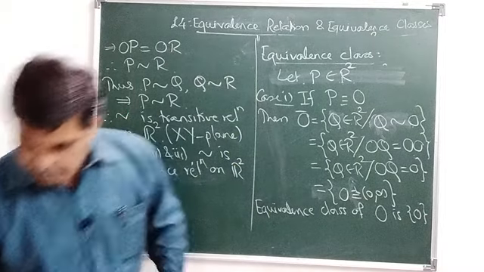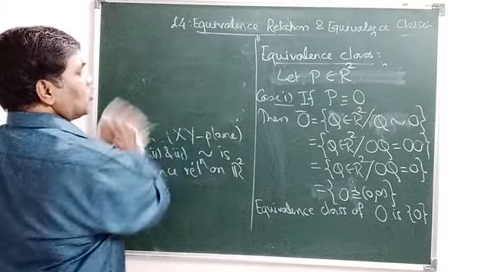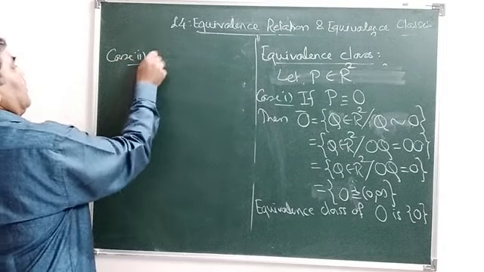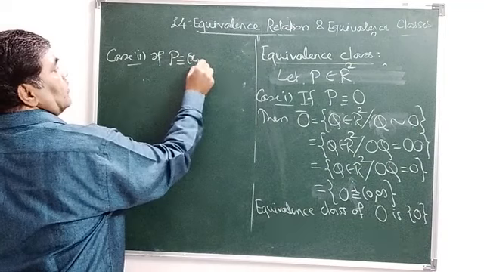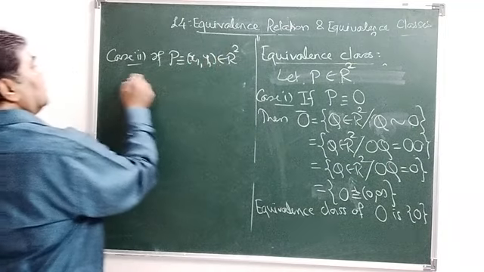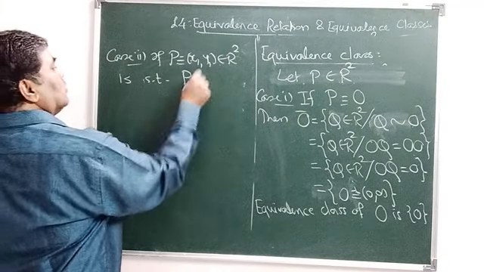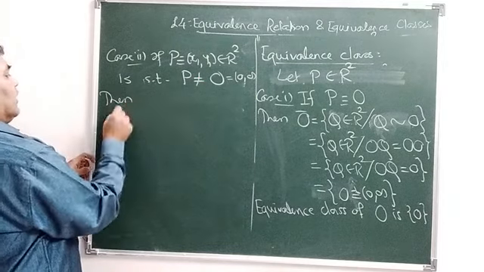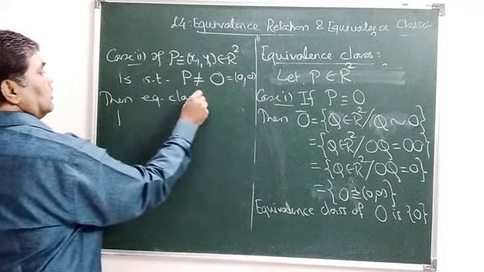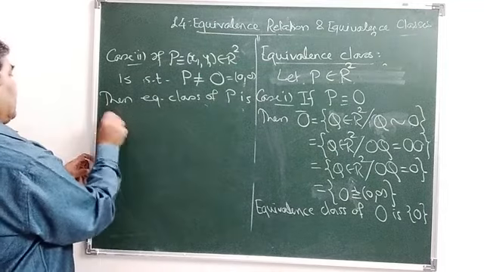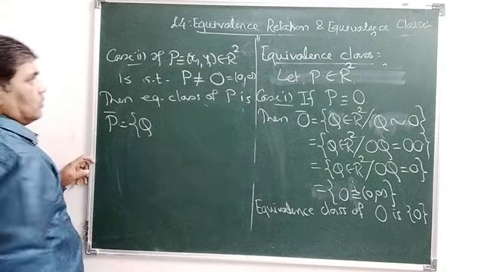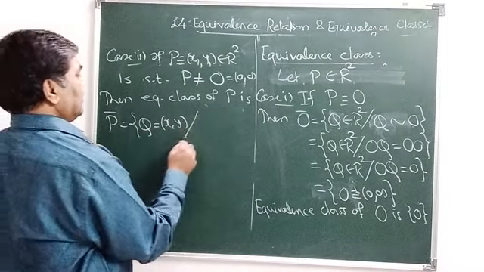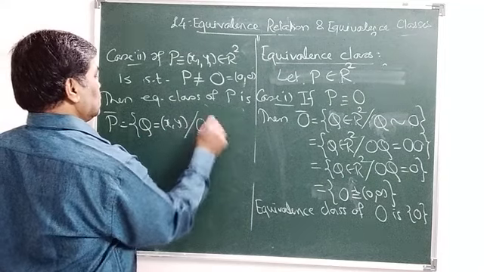Right. Now if P belongs to R², the non-origin case, Case 2: if P is equal to (x1, y1) belonging to R² is such that P is not equal to origin, then the equivalence class of P, P bar, is the set of Q, points (x, y), such that OQ is equal to OP.